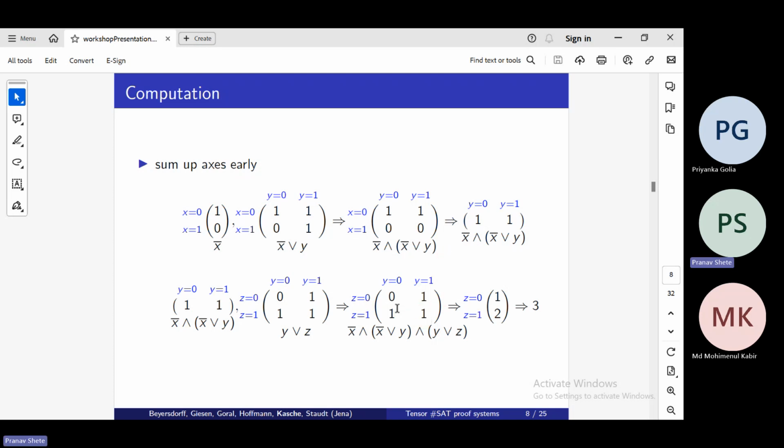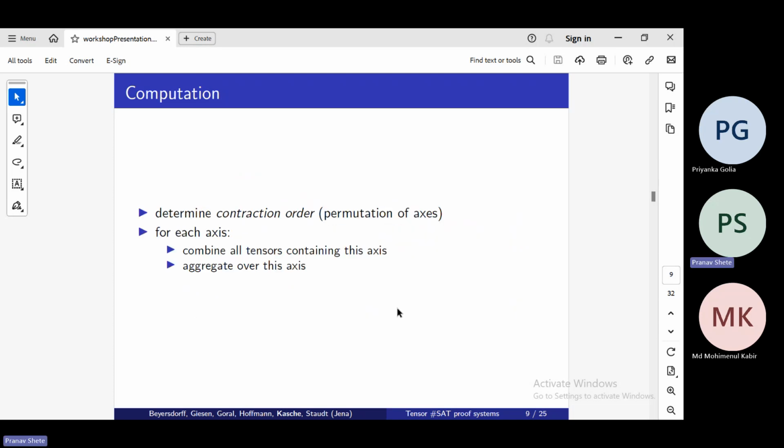And in the end, we aggregate over the y-axis to get this tensor, and then we aggregate on the z-axis and get the same result. But especially if you have a big tensor network, this really saves a lot of computations. So the algorithm in general does this by determining a contraction order, which is just the permutation of the axis.